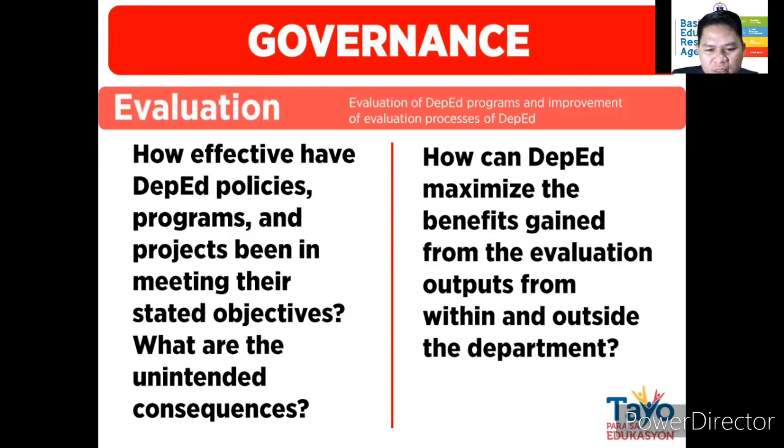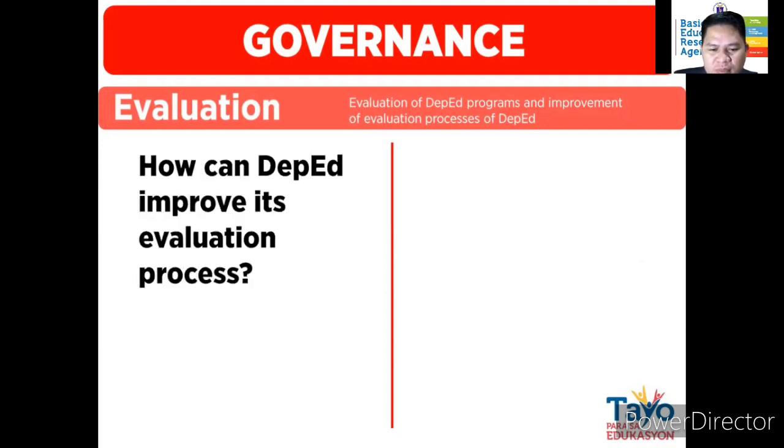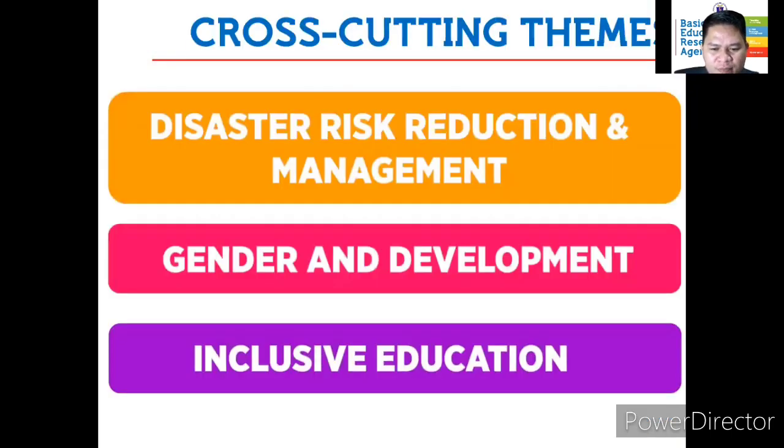Then we have the evaluation. Evaluation of DepEd programs, improvement of evaluation processes of DepEd. How effective have DepEd policies, programs, and projects been in meeting their stated objectives? What are the unintended consequences? How can DepEd maximize the benefits gained from the evaluation outputs from within and outside the department? Another question, how can DepEd improve its evaluation process?